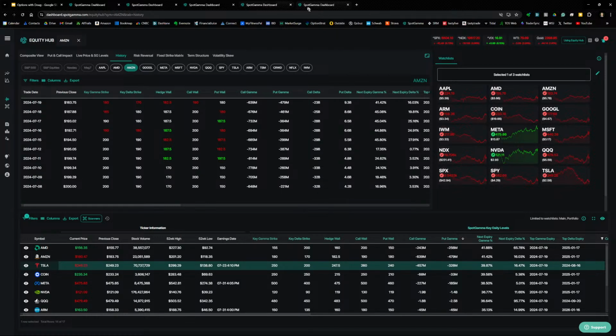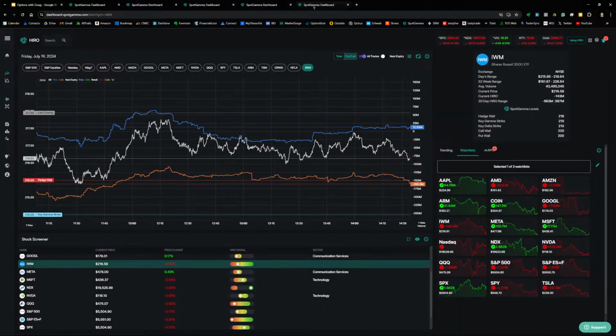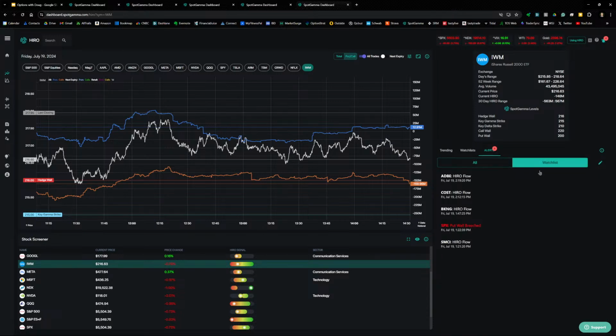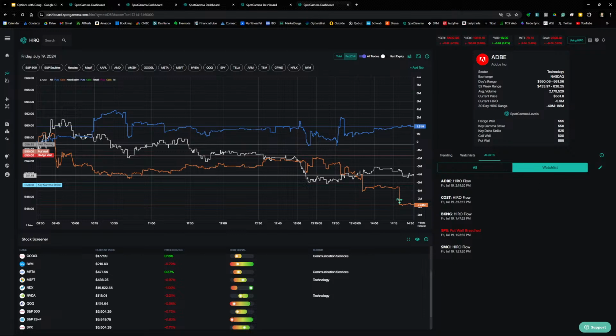Another way, let's go back to Hero. You can also watch for alerts, and you can filter this out, so the only things shown are the alerts for your watch list. I have several watch lists. So let's take a look at the most recent alert here for Adobe. Flow alert coming in. So a lot of the flow alerts come in right at the morning. So I watch those. So that's another way to find setups.